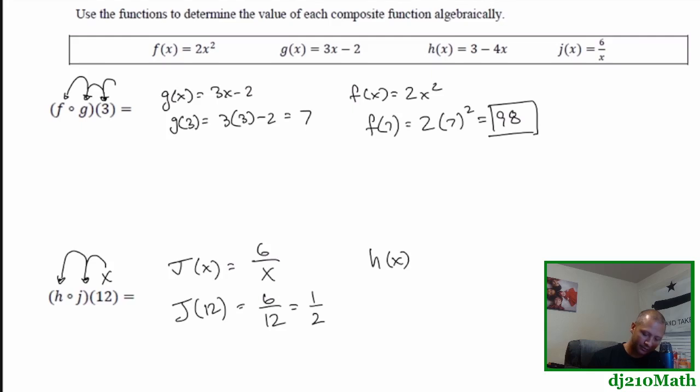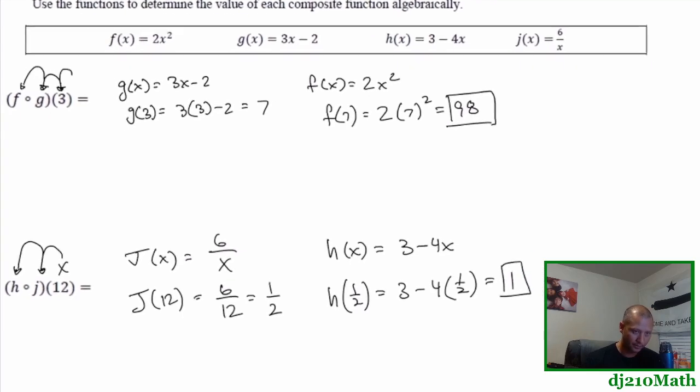h of x is 3 minus 4x. So when I take 12, not 12, 1/2, I plug it into h, and I get 3 minus 4 times 1/2. So 4 times 1/2 is 2. 3 minus 2 is 1. Let's go. Oh, you can't see it. There it is.